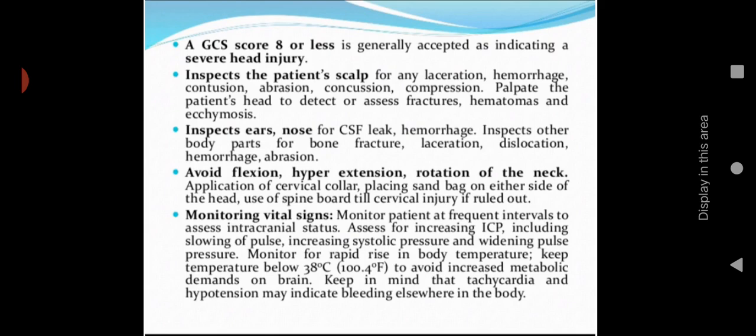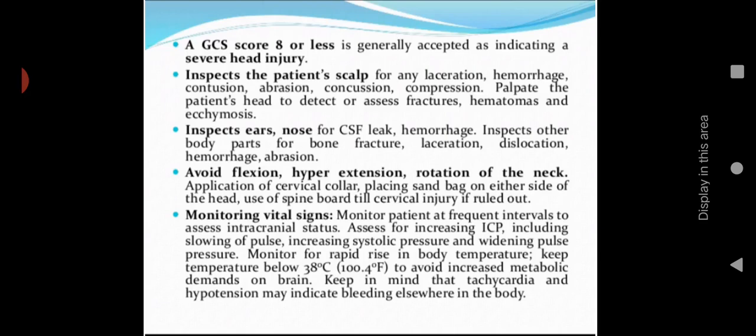Inspect the patient's scalp properly, whether any laceration, hemorrhage, contusion, abrasion, or compression is there. Then palpate the patient's head to detect fractures, hematomas, and ecchymosis. Any blood clot, we have to inspect all of that. Then inspect the ear and nose. We have seen in the types that there is a chance of CSF leakage through the ear or nose.